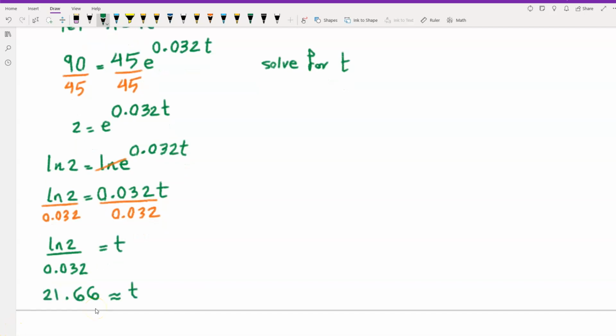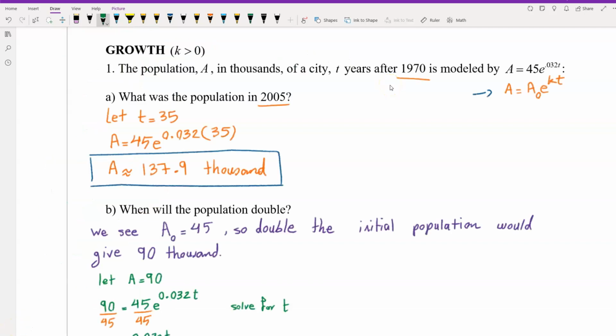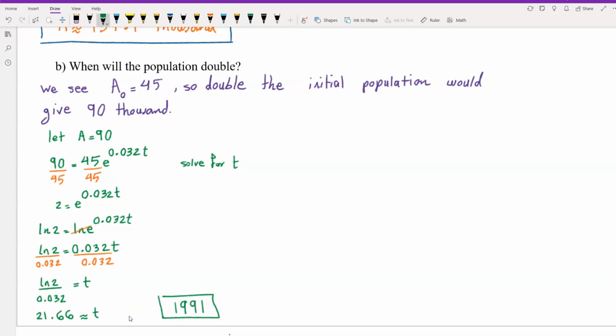Rounding to two decimal places, t is 21.66. So what was given, we had 1970. And after 21 years, that means here on this part we have the year 1991. So in 1991, the population will double.